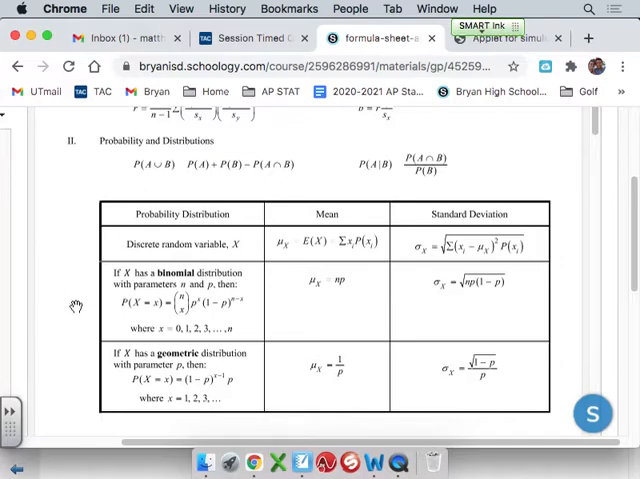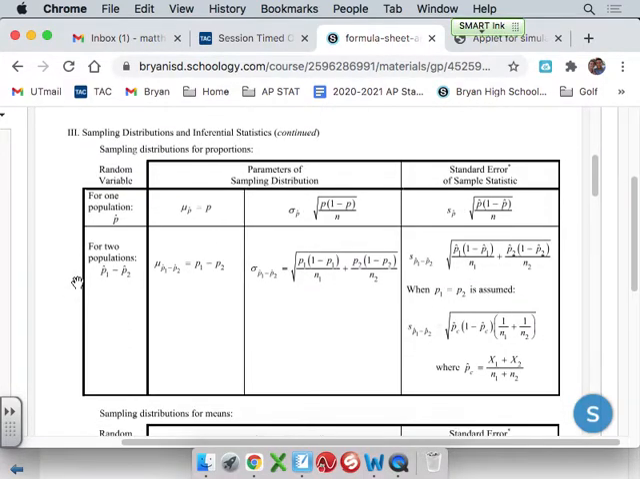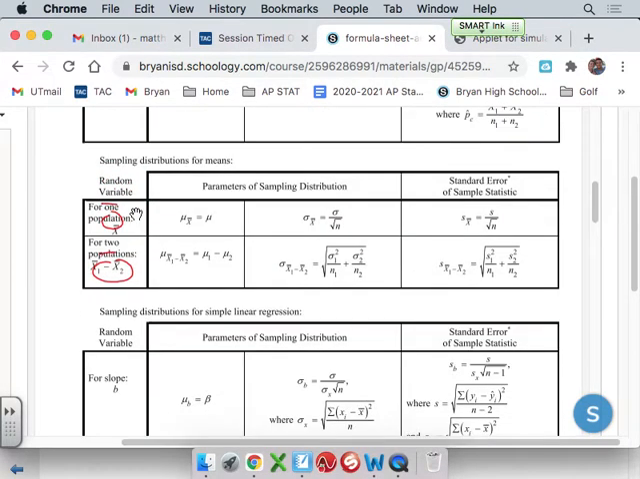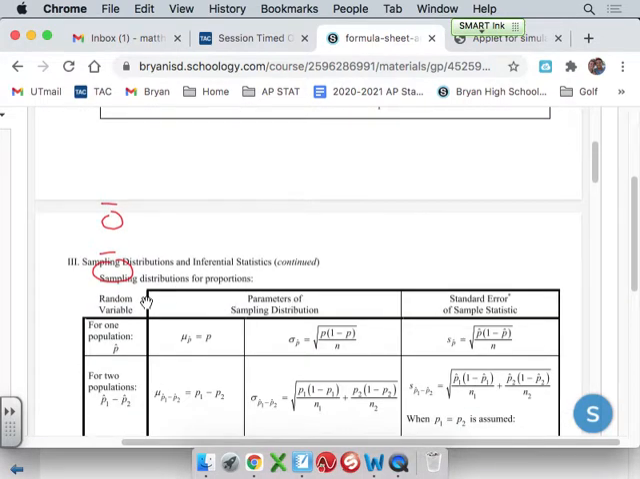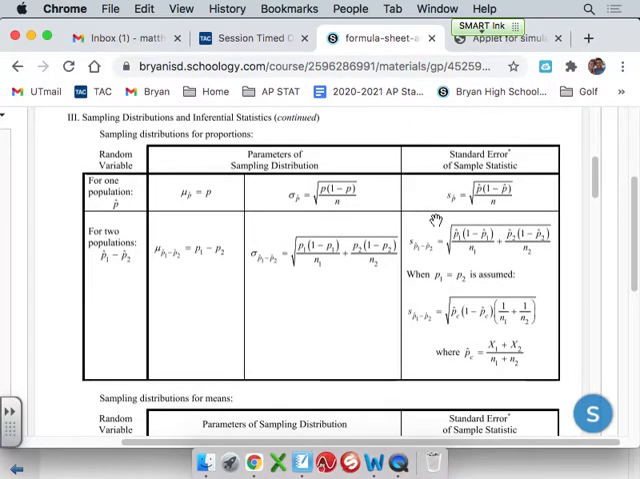If I flip over to the back side, up at the top it says sampling distributions, inferential statistics. Yours looks slightly different. It has formulas for one sample p-hats, two sample p-hats. It also has the same thing for means down here: one mean, two means. These are the different formulas we'll use.